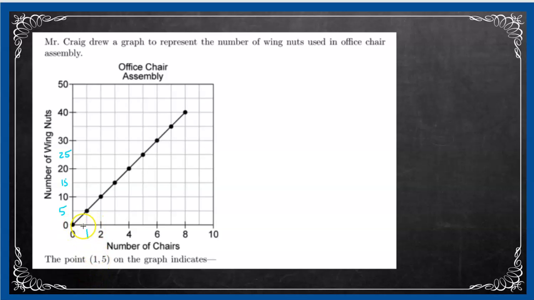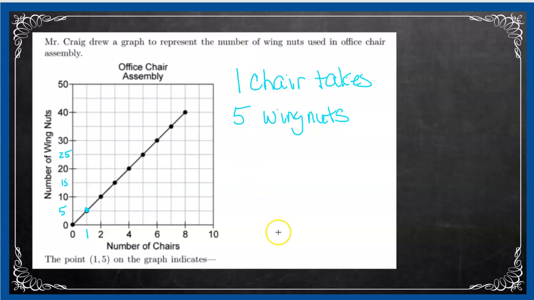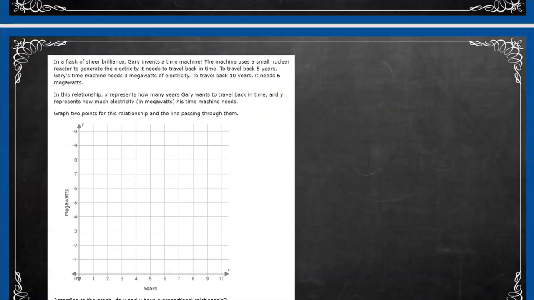So the point (1, 5) on this graph indicates that one chair takes 5 wing nuts to build. That is also the constant of proportionality. 4 chairs takes 20. 6 chairs takes 30. So just multiply the number of chairs by 5 and you'll get the number of wing nuts it takes to build the chairs. Okay, I think this is the last one we have.